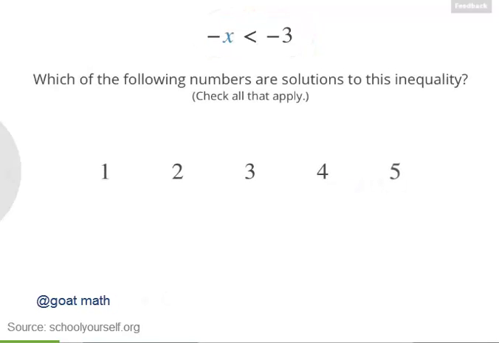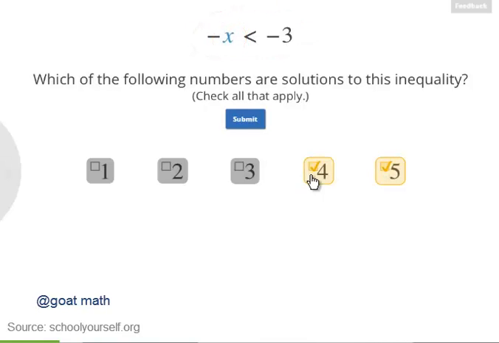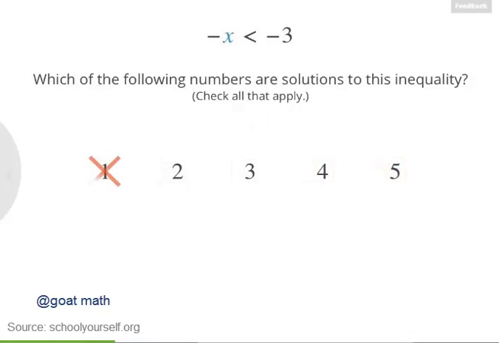-x is less than -3. Can you identify some solutions? Which of these numbers down here can you plug in for x to make this inequality true? Right. 1, 2, and 3 don't work. 4 and 5 are solutions because -4 and -5 are both less than -3.